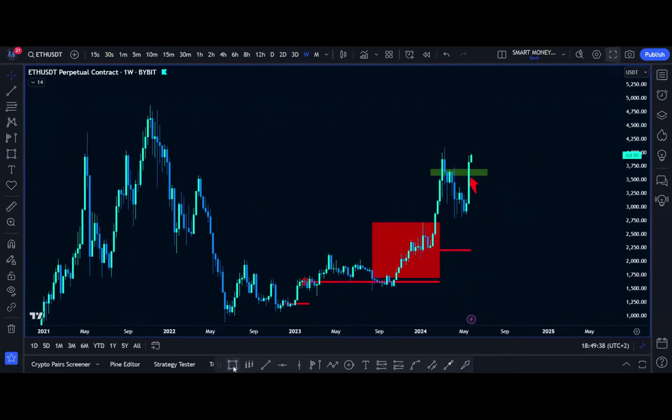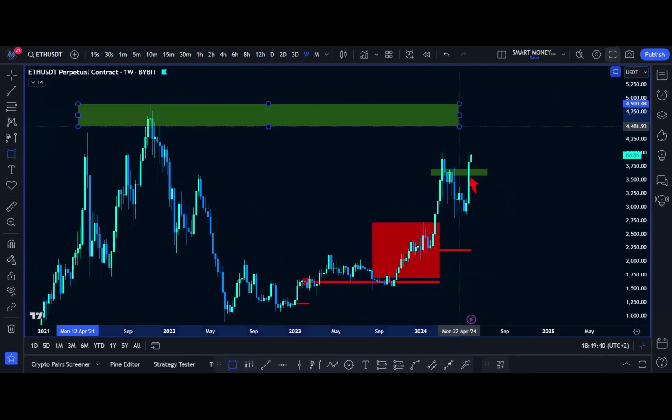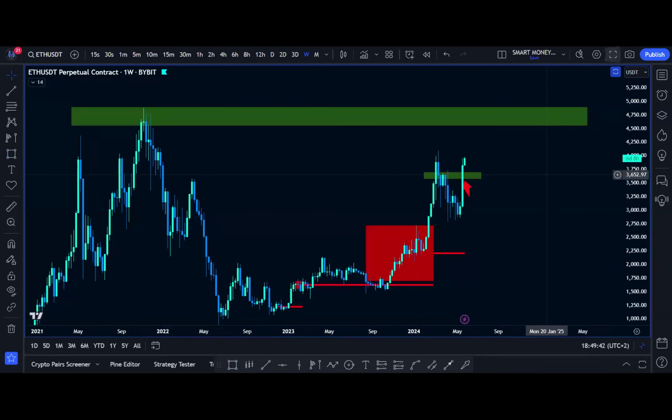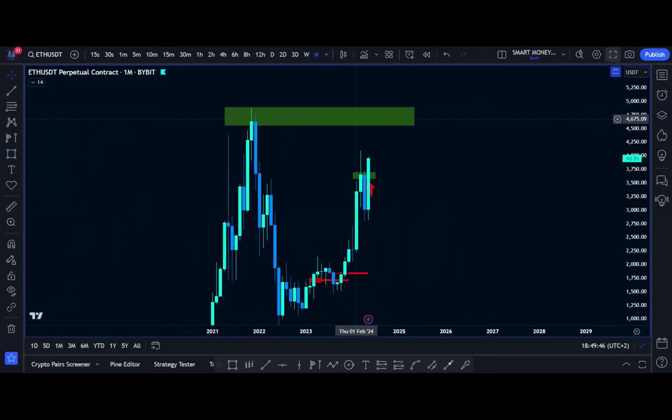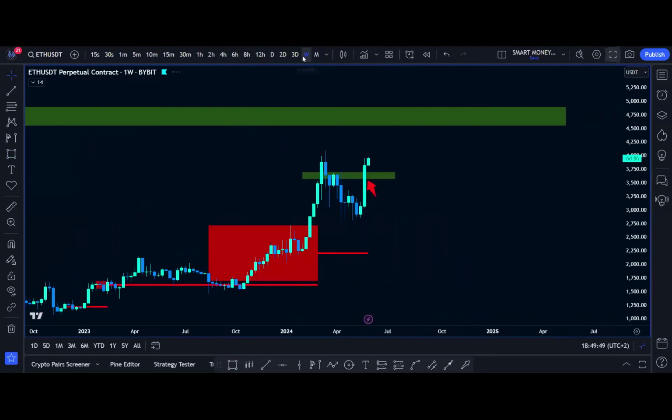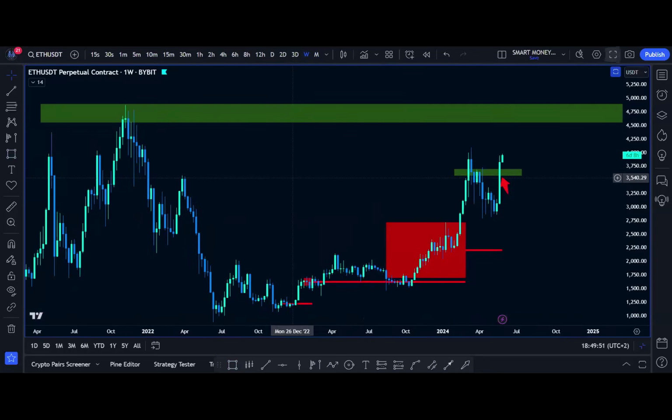Okay. Yeah, so if we look over here, we've got higher time frame resistances. So there's not much stopping it once it breaks this level. It could shoot up here. There's not really much resistance anymore on ETH, to be honest.